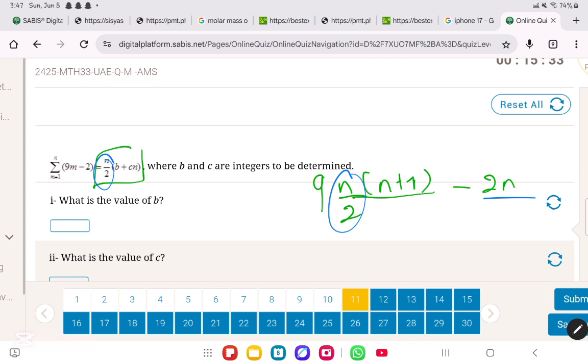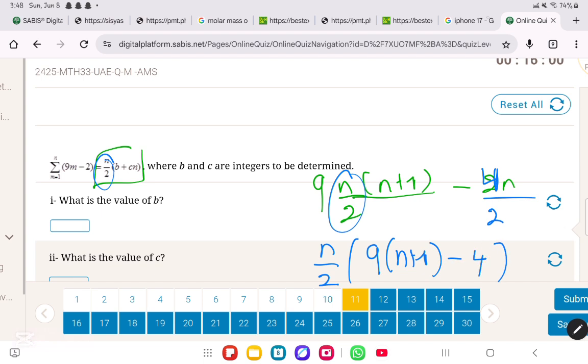From this, we need to do a common denominator. In order to do that, you multiply up and down by 2. So this becomes 9n over 2, n plus 1, minus 4n over 2. You take out the n over 2. After taking out the n over 2, you are left with 9 times n plus 1, minus 4.